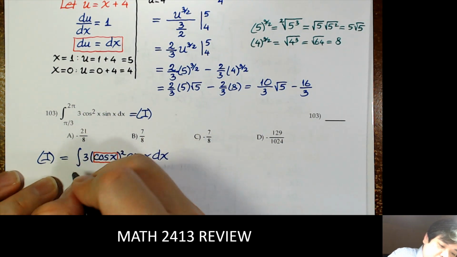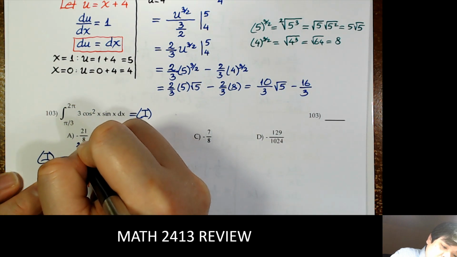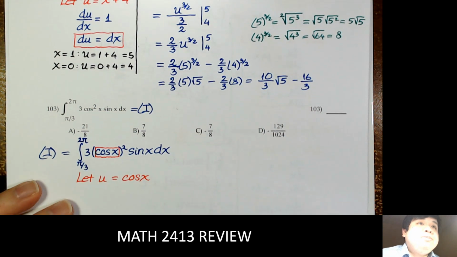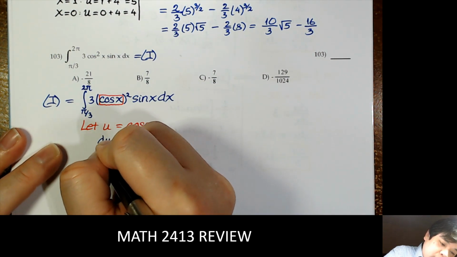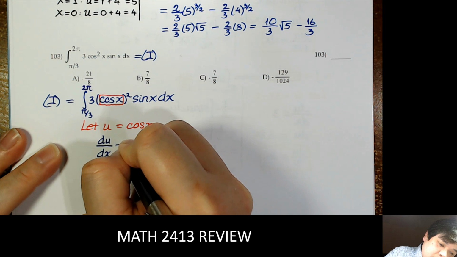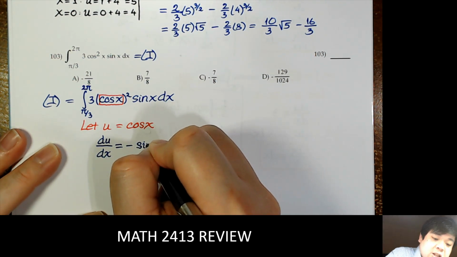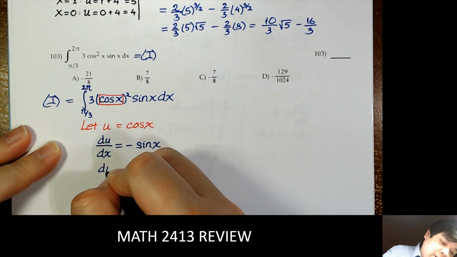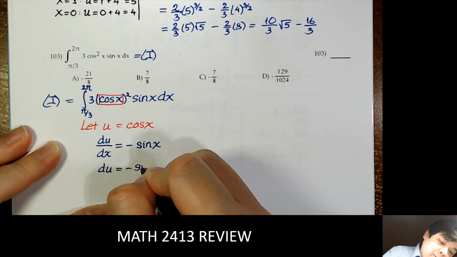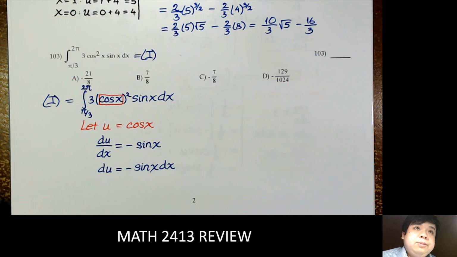Don't forget there's a limit here, pi over 3 and 2 pi. So u equal to cosine of x, take the derivative. The derivative of cosine is negative sine x. This is the derivative, not integral. Multiply dx over, negative sine x dx. And then divide.